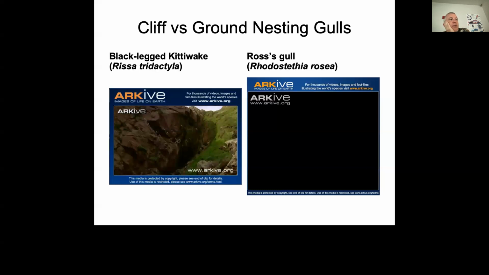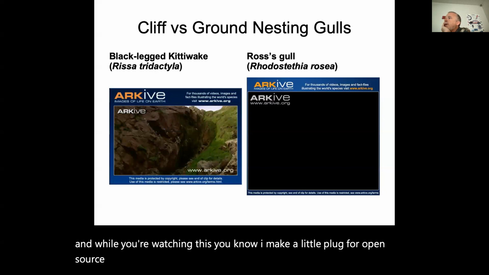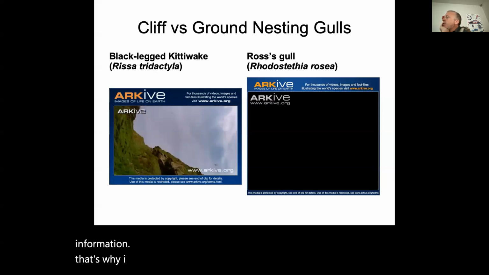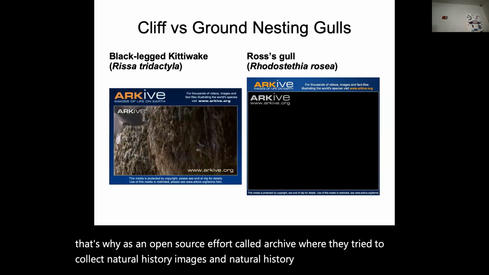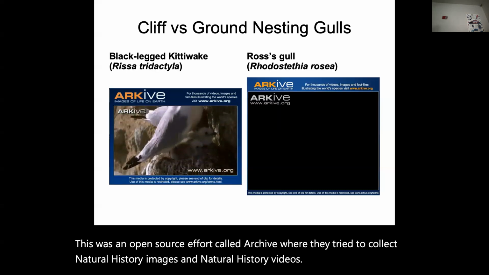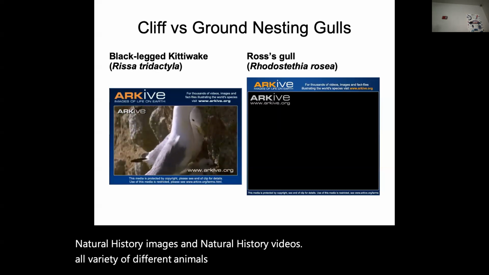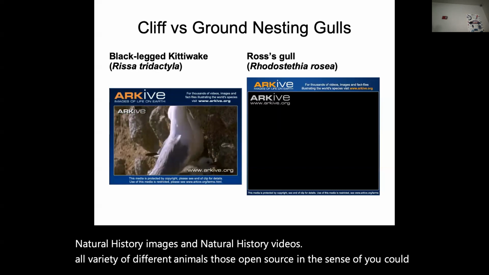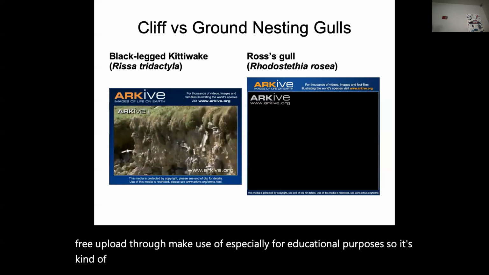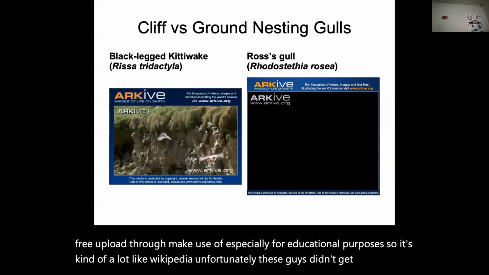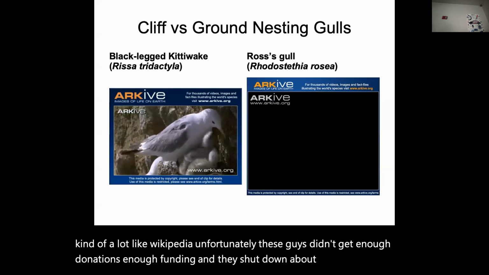And while you're watching this, I'll make a little plug for open source information. This was an open source effort called Archive, where they tried to collect natural history images and natural history videos of all variety of different animals. It was open source in the sense that you could freely upload and freely make use of it, especially for educational purposes. So it's a lot like Wikipedia. Unfortunately, these guys didn't get enough donations, enough funding, and shut down about 3 or 4 years ago.